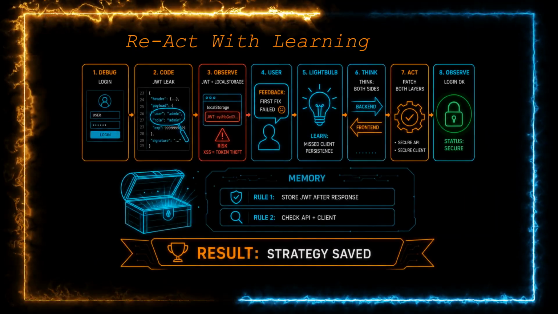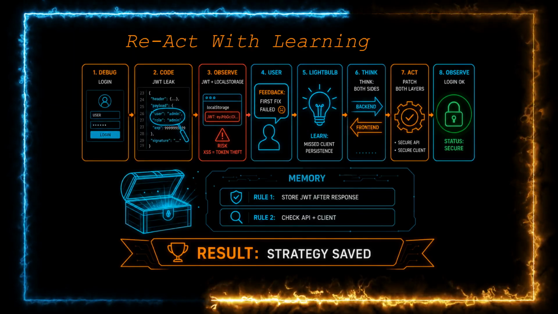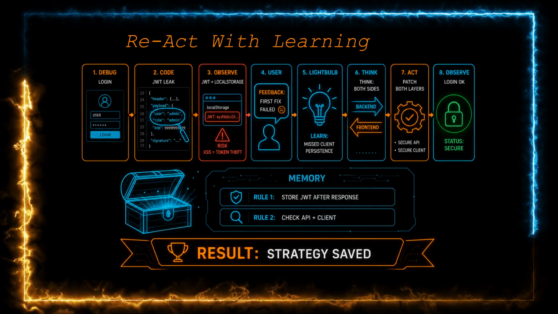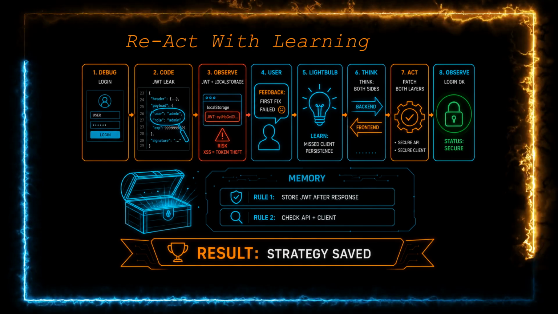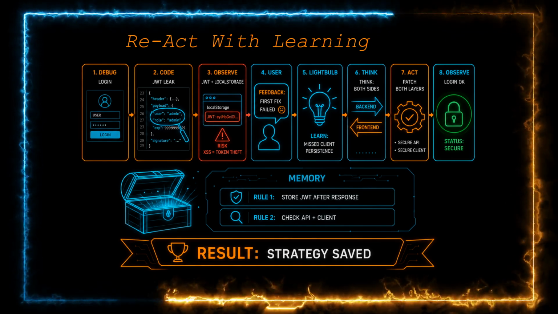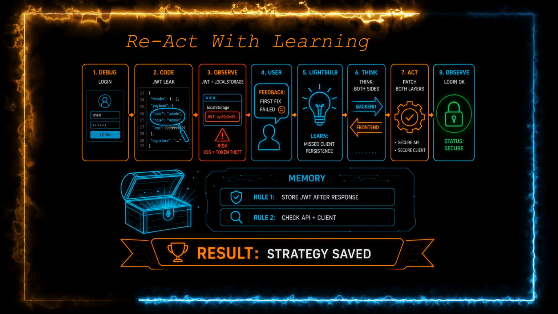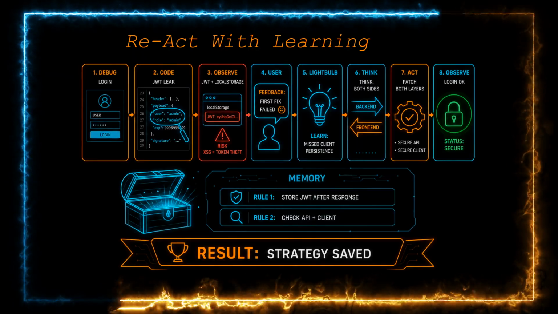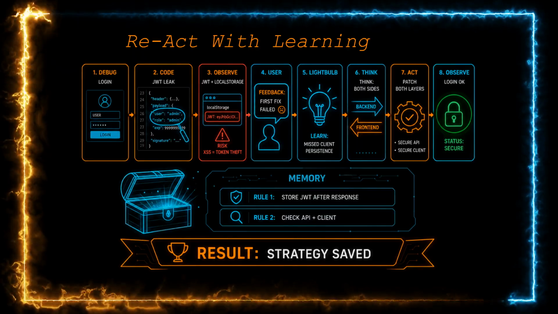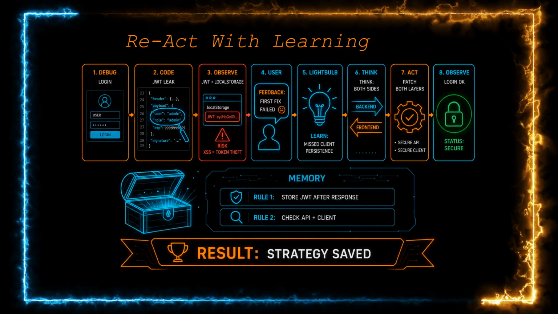Example: fix my API login bug. Think: I need to debug login failure. Act: inspect authentication code. Observe: JWT token is not being saved correctly in local storage. Feedback: user reports previous fix attempt did not work. Learn: previous approach missed token persistence step in client-side logic. Think: I should update both back-end response and front-end storage handling.